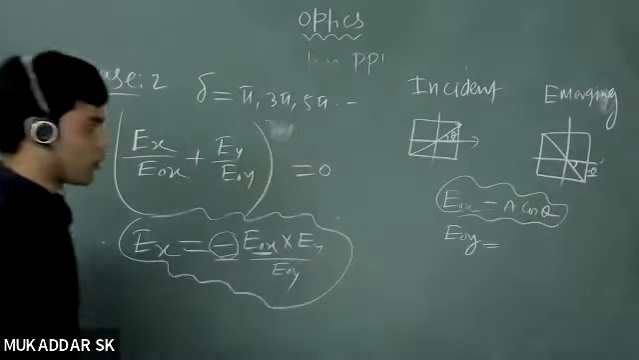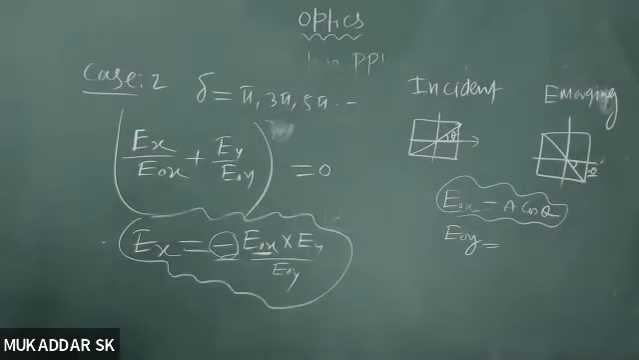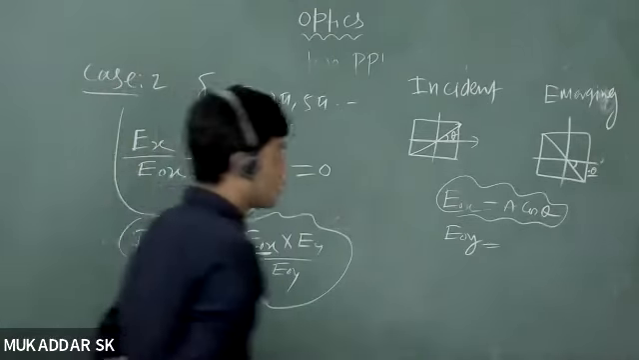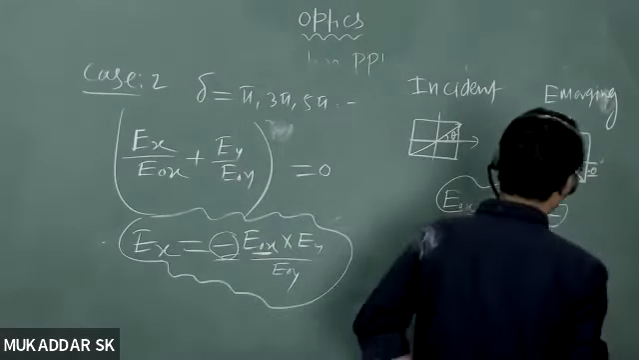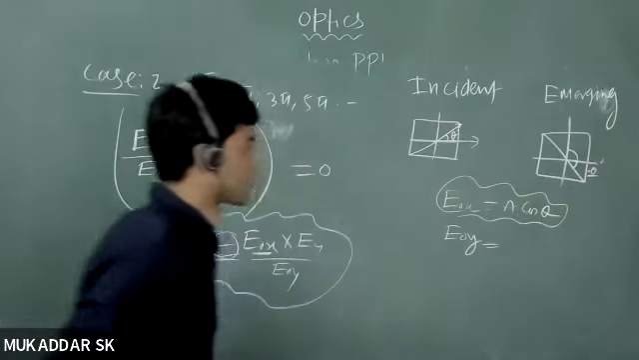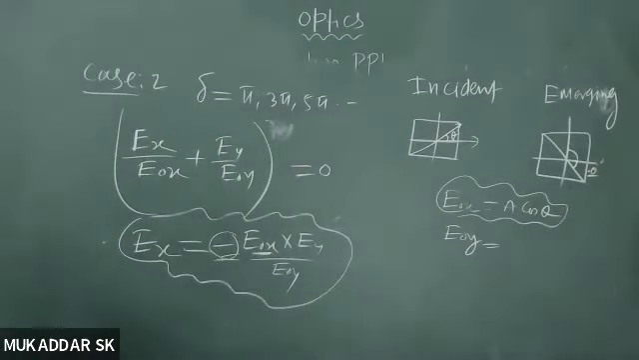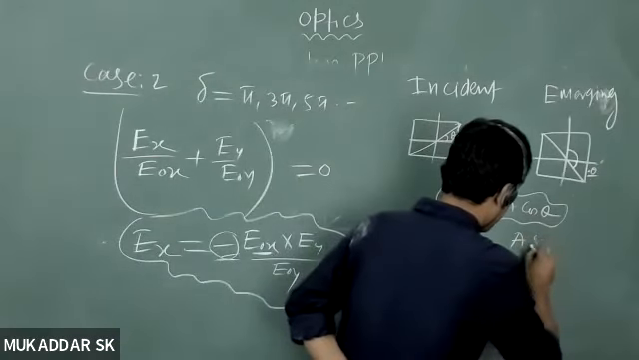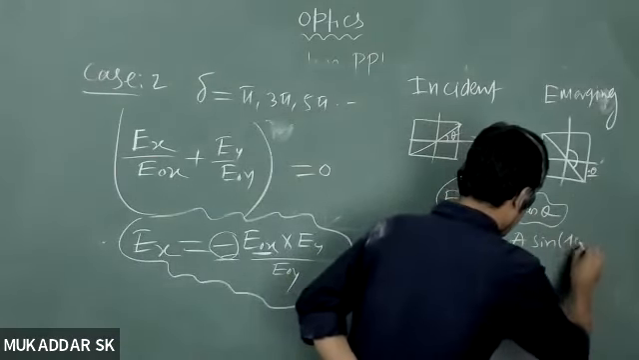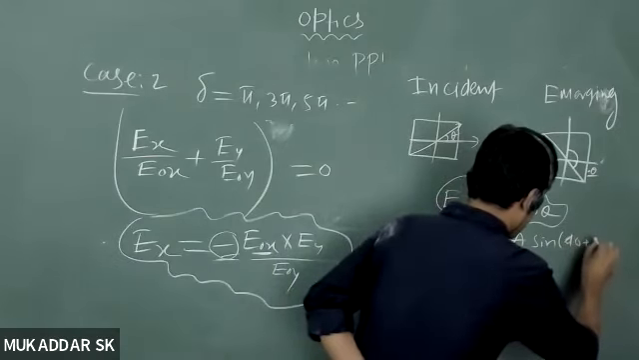Now tell me, how much will E0Y be in this case for the emerging ray? So this angle will be how much now? 90 plus theta, yes. So it will be A into sine of 90 plus theta, right? So this will be the relation.